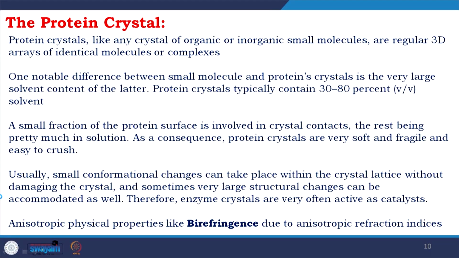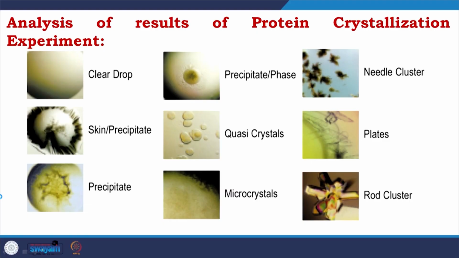Anisotropic physical properties like birefringence, due to anisotropic refractive indices. What is birefringence? If you put the crystal inside the microscope and put polarized light, you see that color would be produced. That's called birefringence. So, these are some conditions, some results of protein crystallization experiments.